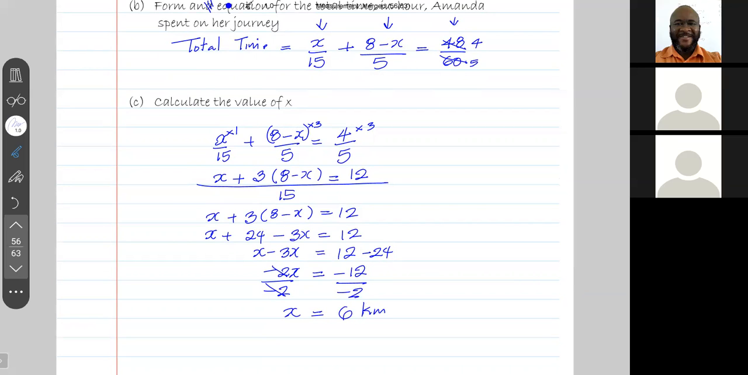kilometers. Guys, x is the distance out of the 8 kilometers that she ran. And according to our calculation, she ran for 6 kilometers and she walked the additional 2 kilometers. So in her 8-kilometer journey, she ran for 6 out of the 8 kilometers, and then she walked the other 2 kilometers. She ran at 15 kilometers per hour and walked at 5 kilometers per hour.